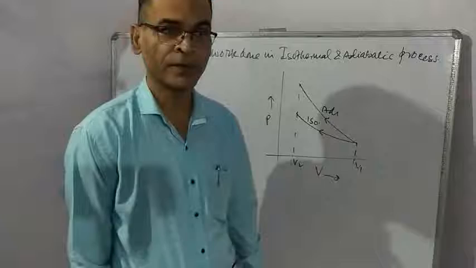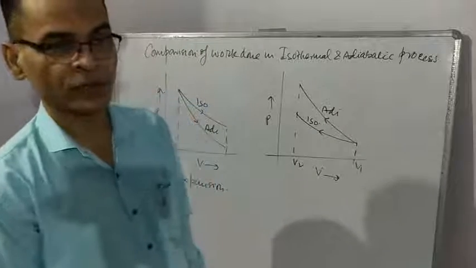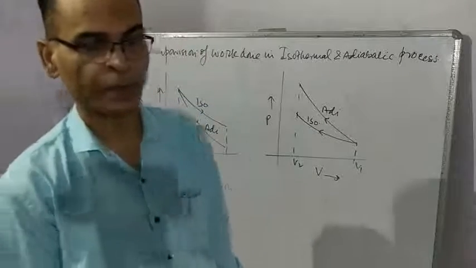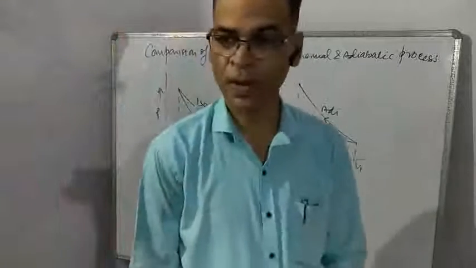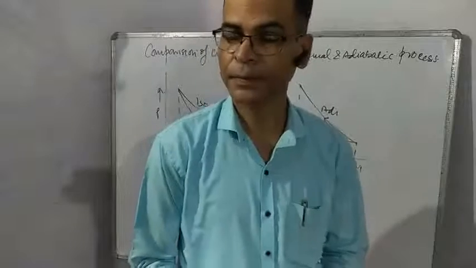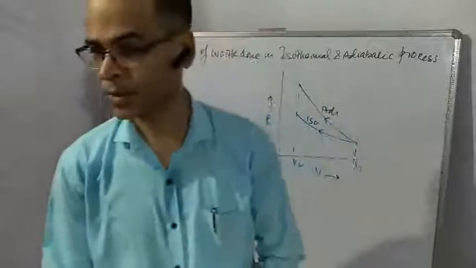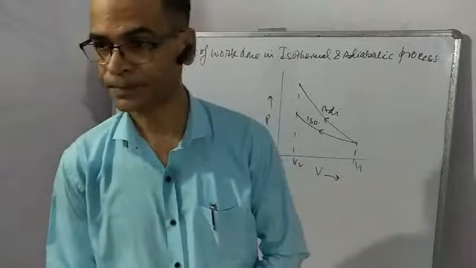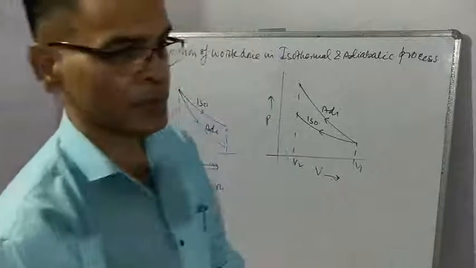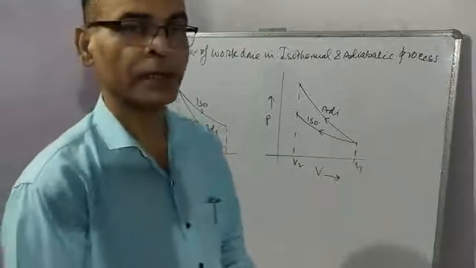In the previous video we discussed work done in isothermal and adiabatic processes. We also discussed the slope of isothermal and adiabatic curves. We know that the slope of the adiabatic curve is more than the isothermal curve. Now let us compare work done in the two processes.